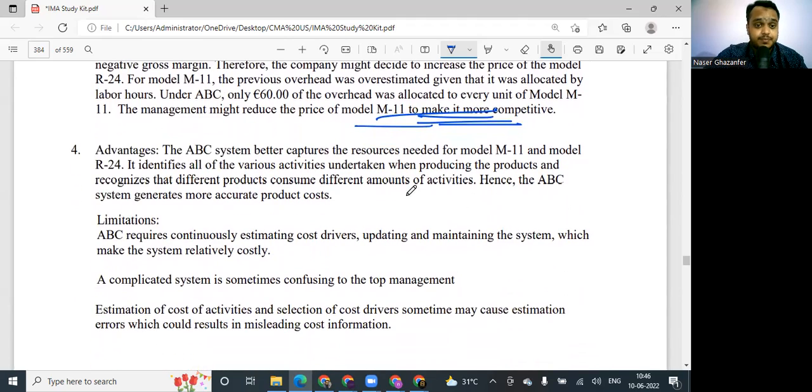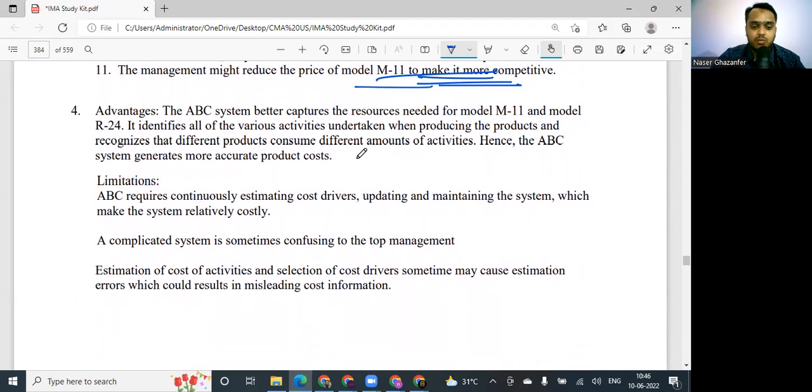Then here you see advantages: better captures the proper cause and effect relationship. And then in disadvantages, you see you have to do it again and again, and it becomes a relatively costly, complicated system sometimes. See, they have put down 3 limitations. So any 2 out of these 3 you can take up for your answer if you're doing it.